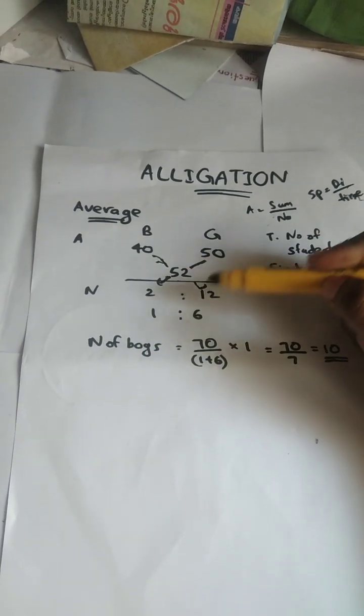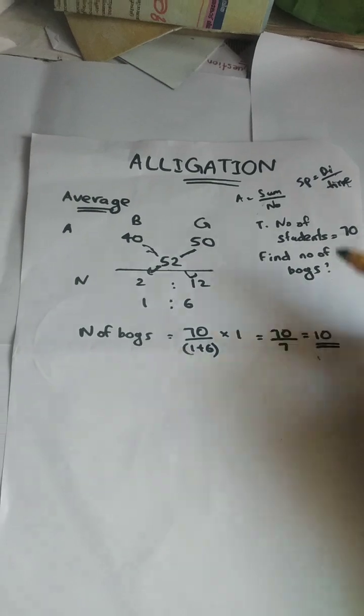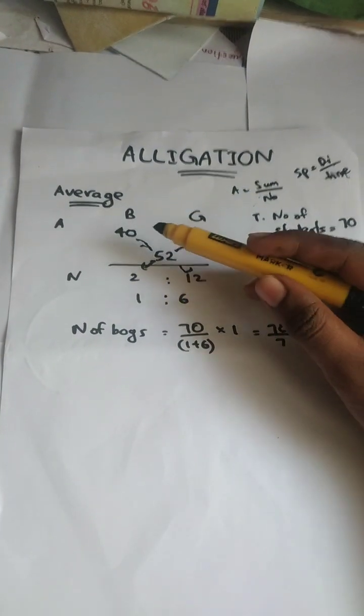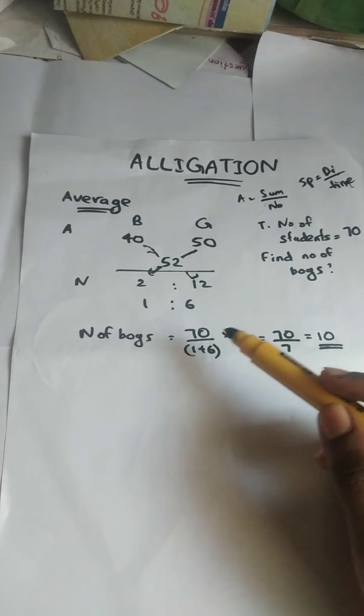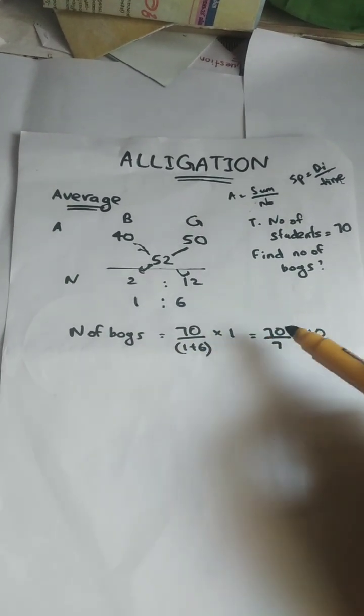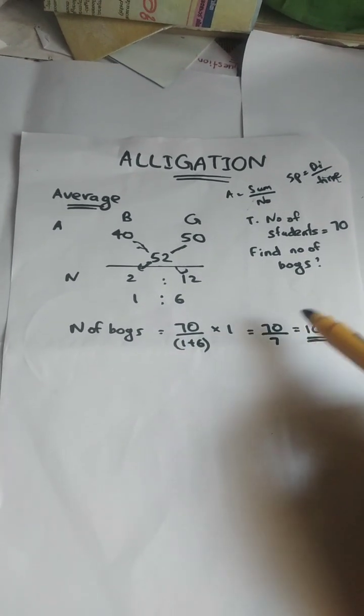The ratio of girls is 6. So we want to find the number of boys, so we want to multiply the total with the ratio of boys. So 70 divided by (1 plus 6), into 1. So 70 divided by 1 plus 6 would be 7, into 1.